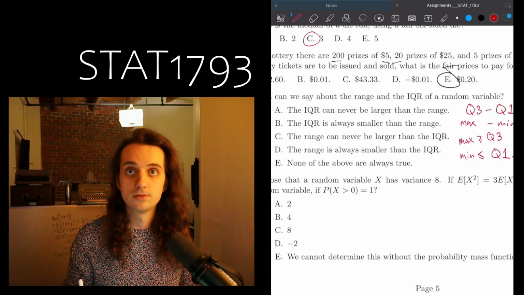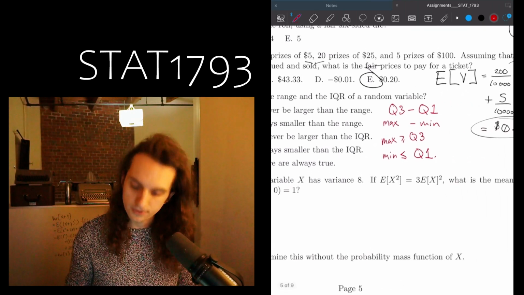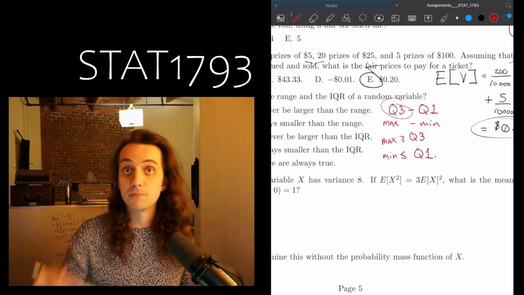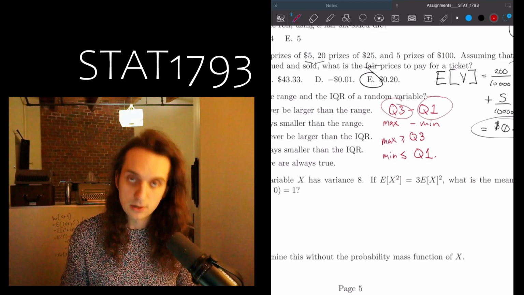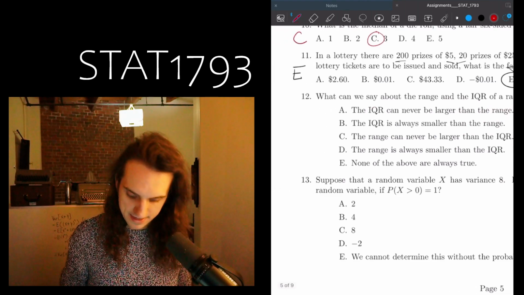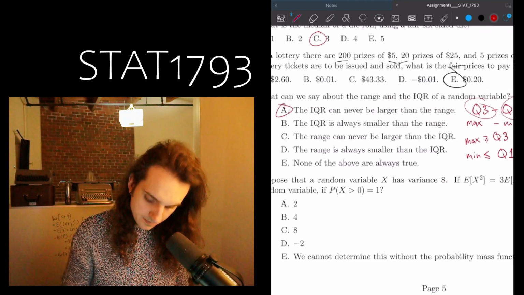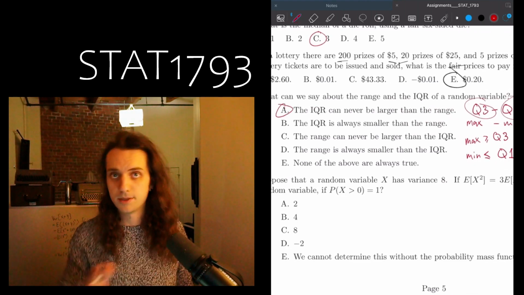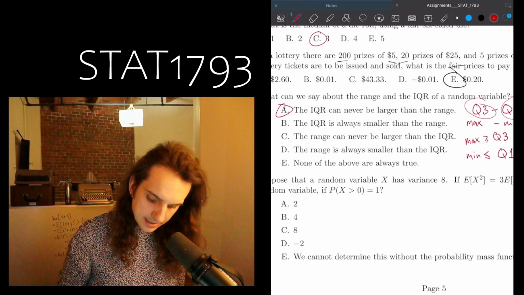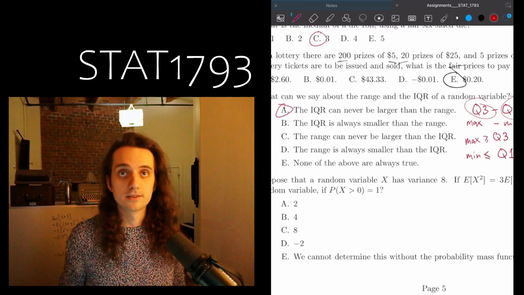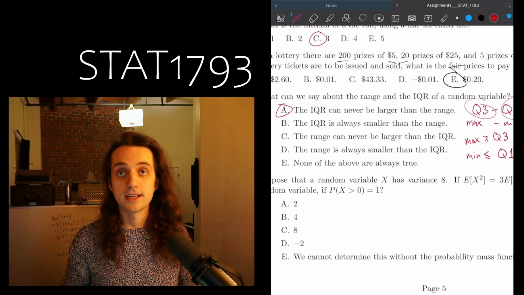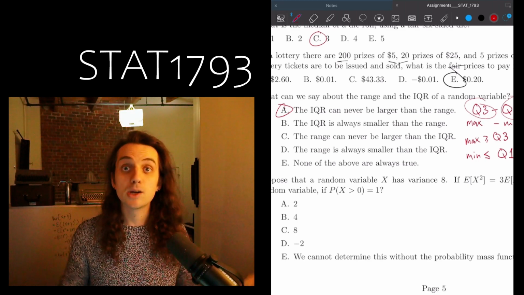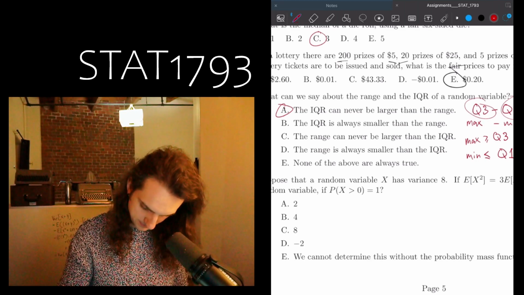That's true. How would the IQR be larger than the range? It would mean that Q3 would have to be bigger than the maximum, or Q1 would have to be smaller than the minimum, and that cannot possibly happen. So A is going to be the correct answer, but let's look through the other options here. The IQR is always smaller than the range. That's not necessarily the case. You could have Q3 and Q1 equal to the minimum and the maximum.